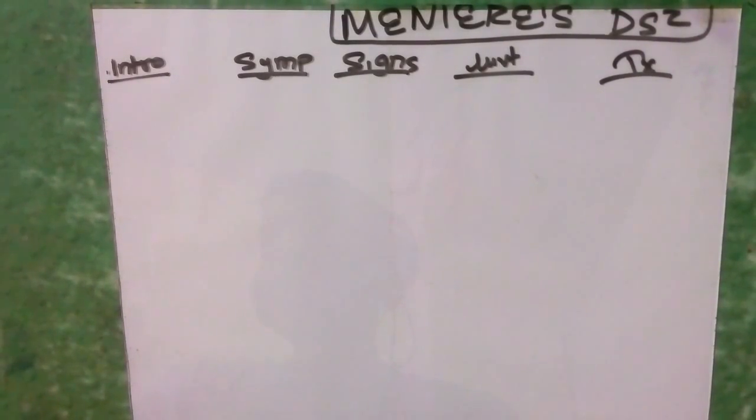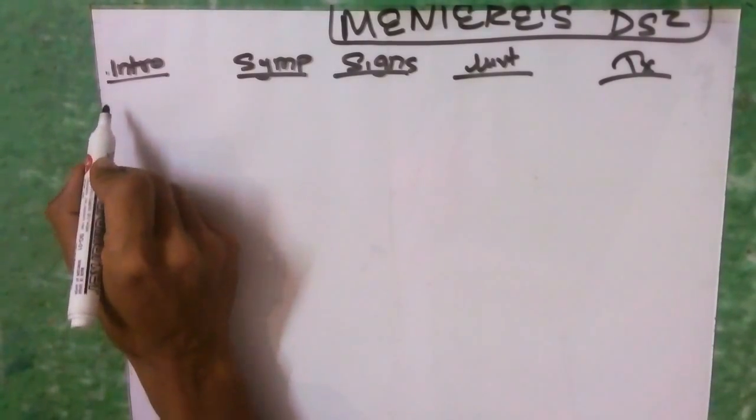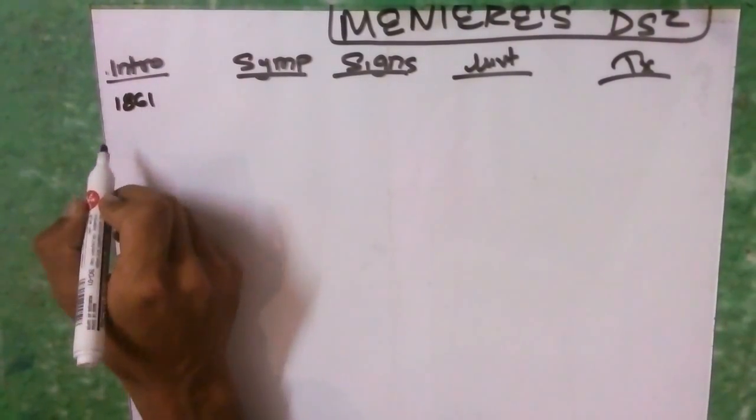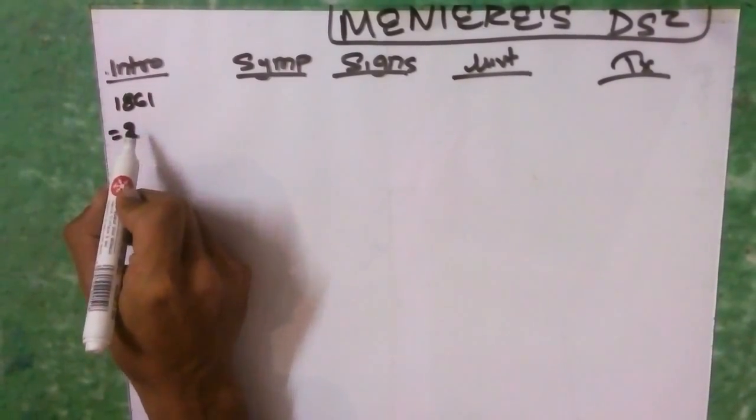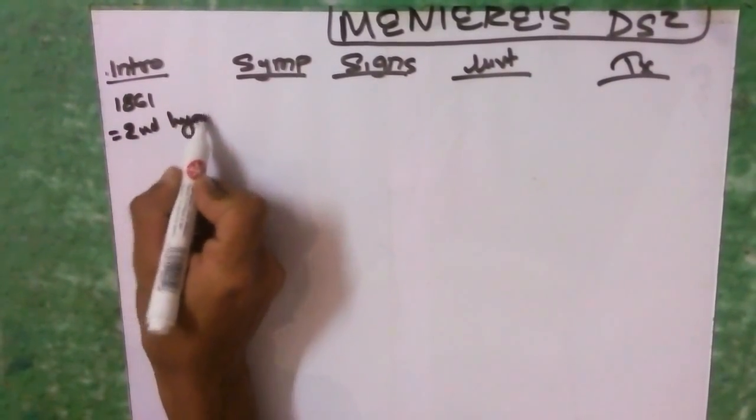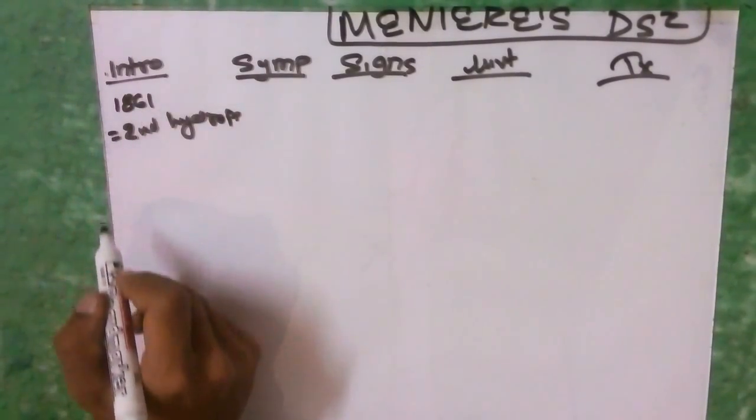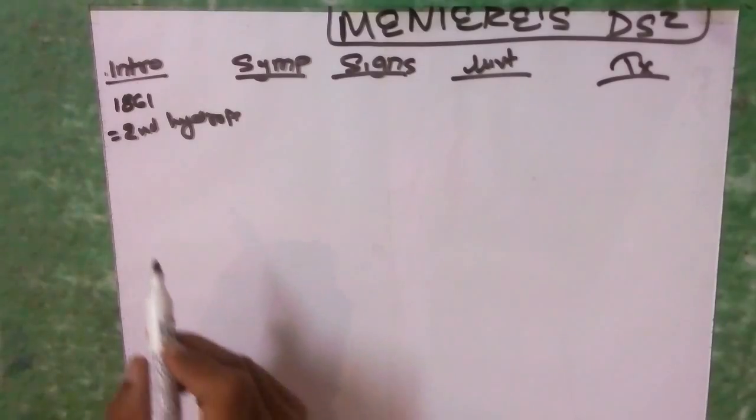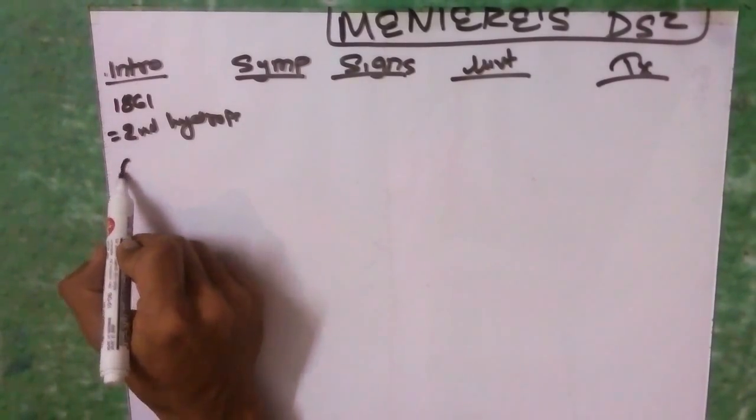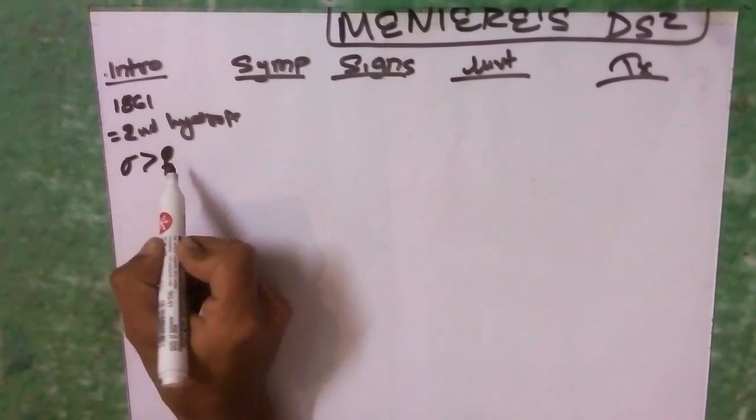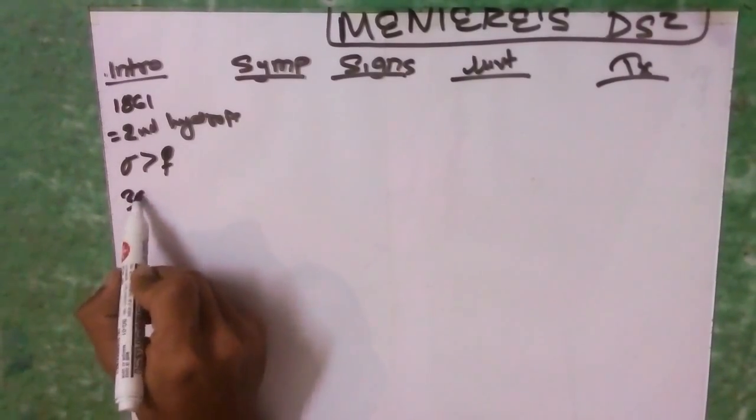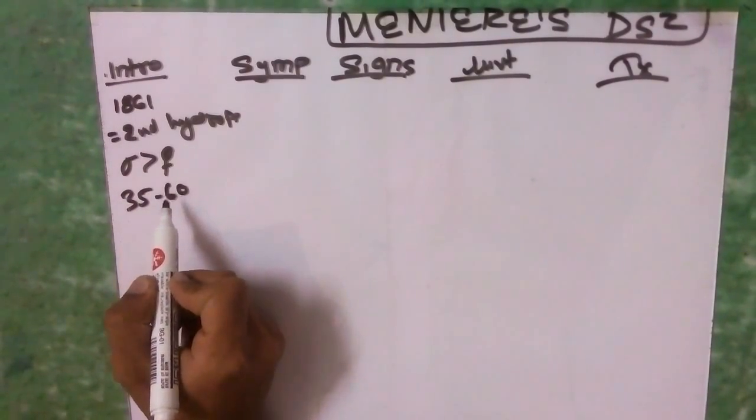Meniere's disease is also known as endolymphatic hydrops, which was described for the first time by Prosper Meniere in 1861. What are the epidemiological determinants? It is usually seen in males more than females. The usually affected age group is 35 to 60 years of age.